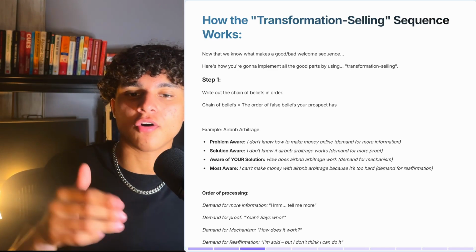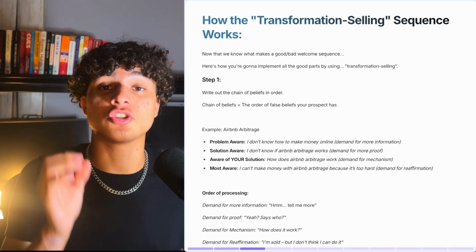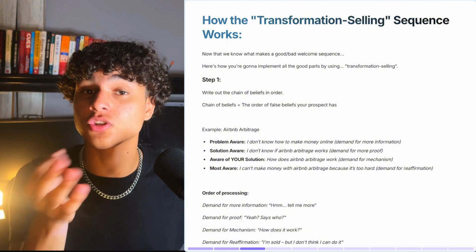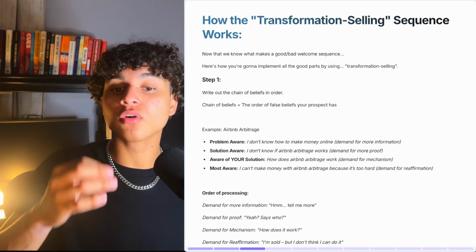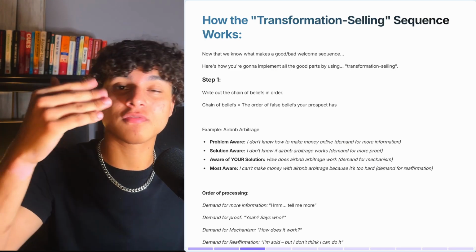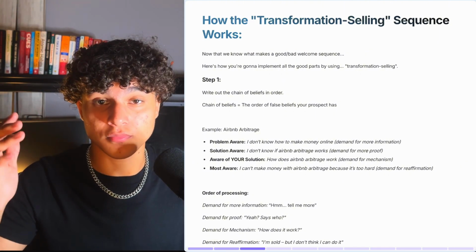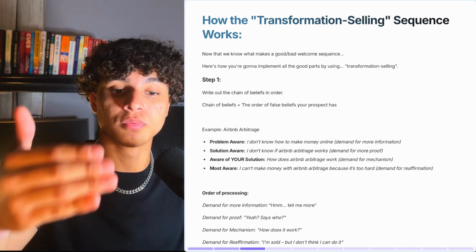So the first false belief is, I don't know how to make money online. The parentheses here is just the way we're going to break the false belief, right? They're demanding more information, so we're going to give them more information. I don't know if Airbnb arbitrage works. That's the second false belief, right? Now they're solution aware. The way we're going to break it, demand for more proof. We're going to give them more proof.